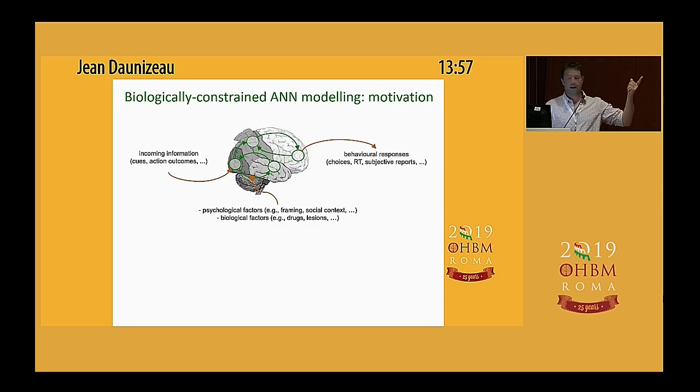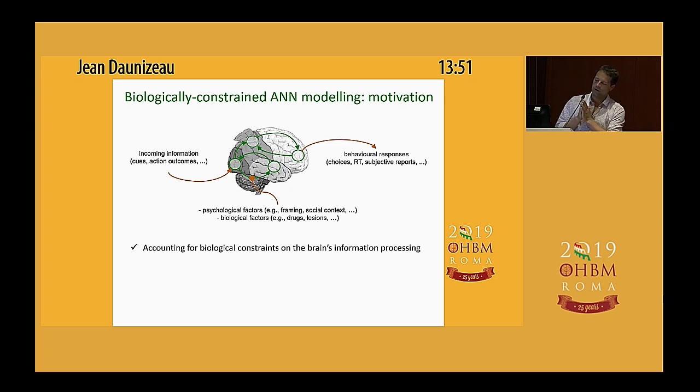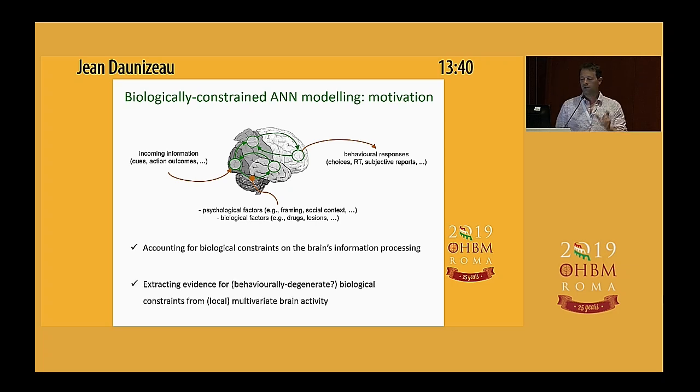So, okay, that's the picture, the overall aim. And now what we're going to try to do is account for biological constraints on the brain's information processing. It sounds very grandiose, but effectively you'll see that we reduce it down to very simple questions. So we're going to try to extract evidence for potentially behaviorally degenerate biological constraints from local multivariate brain activity. So what do I mean by this?